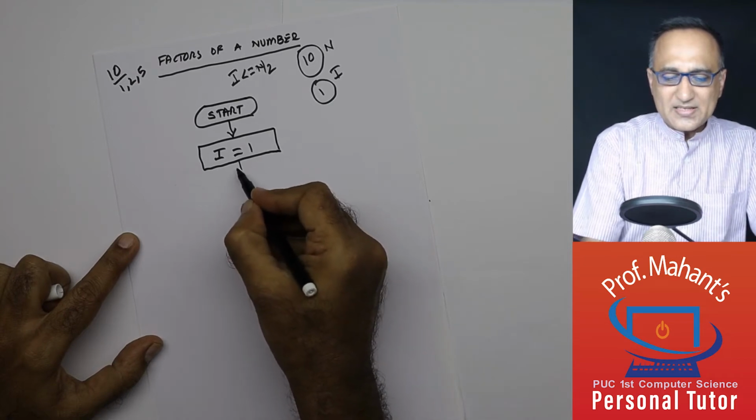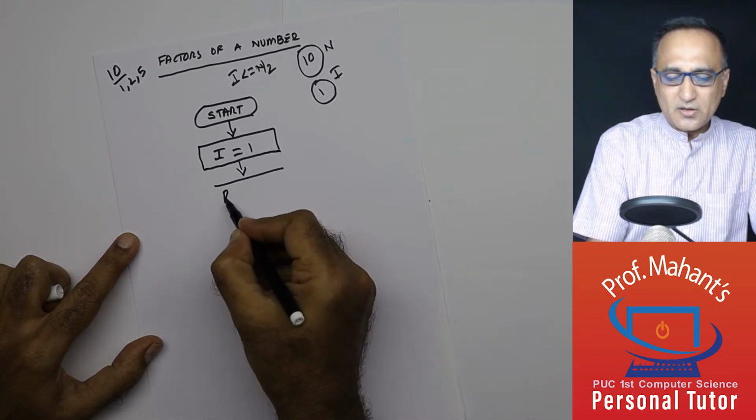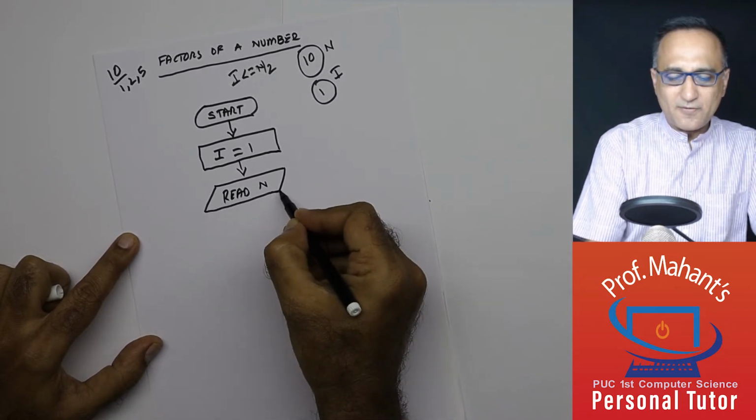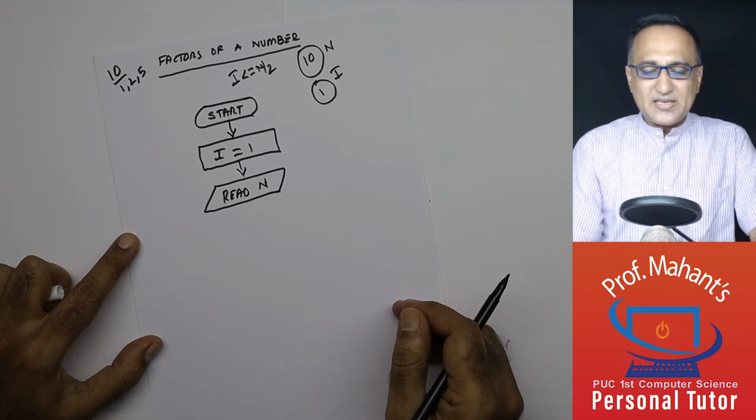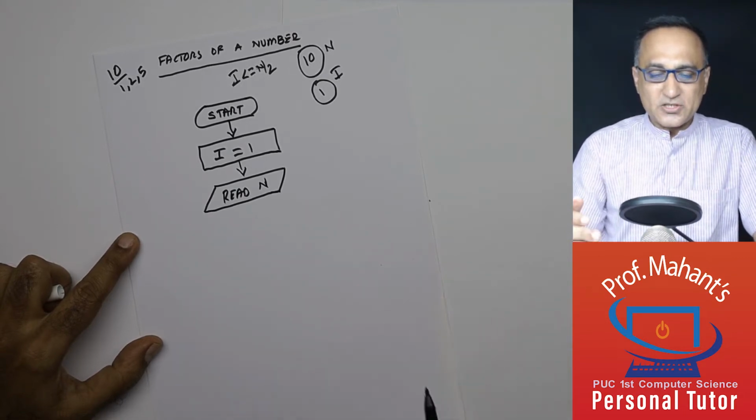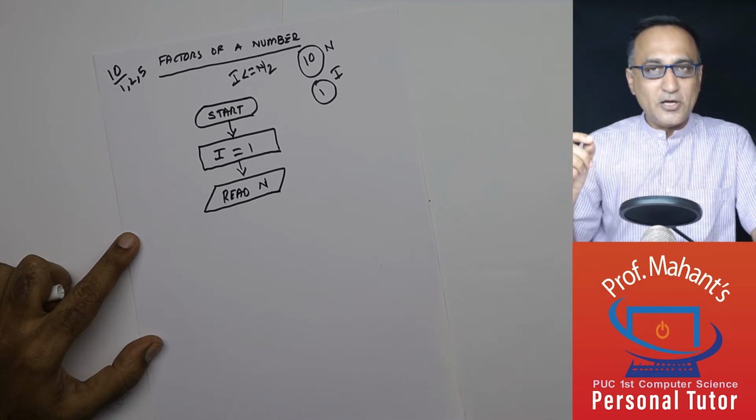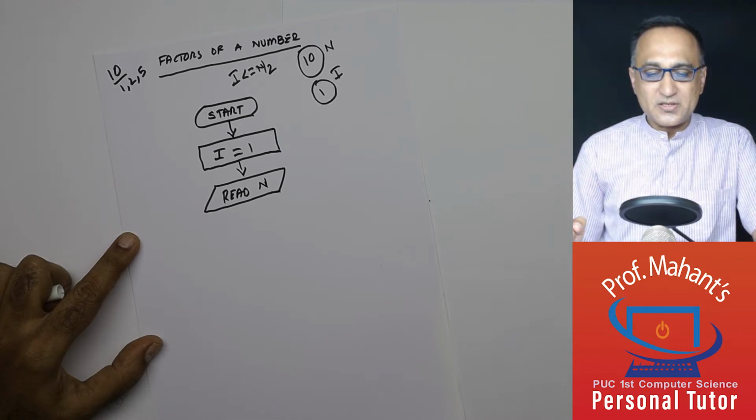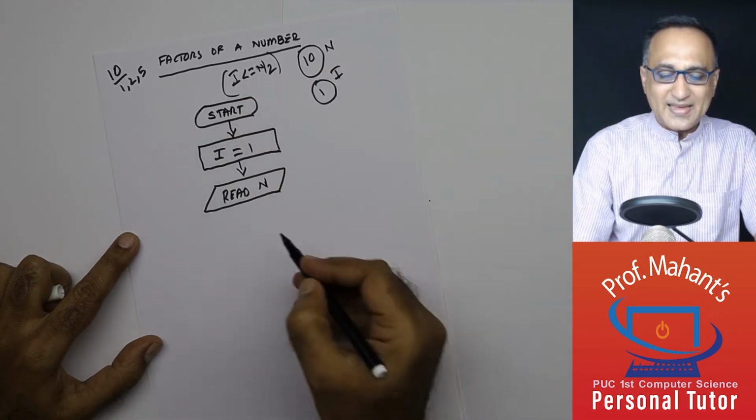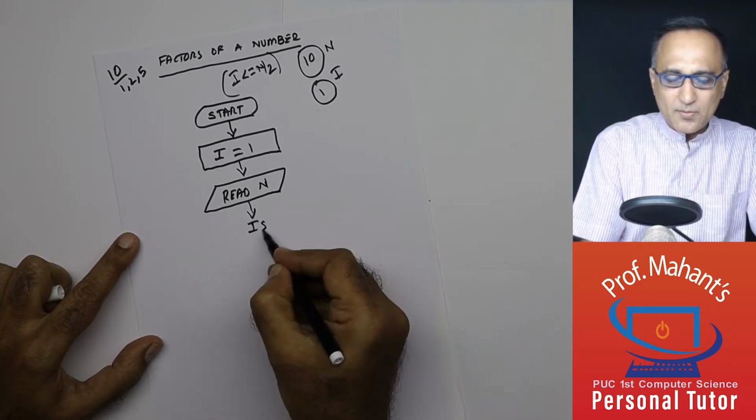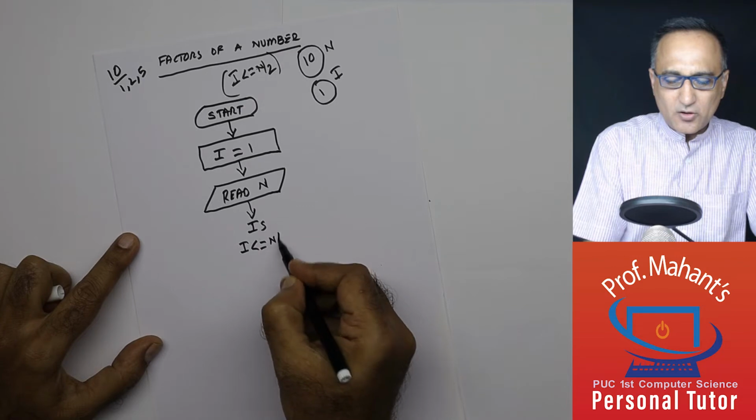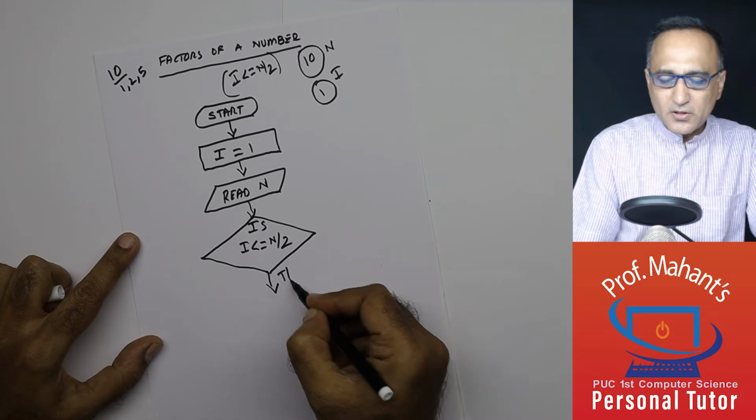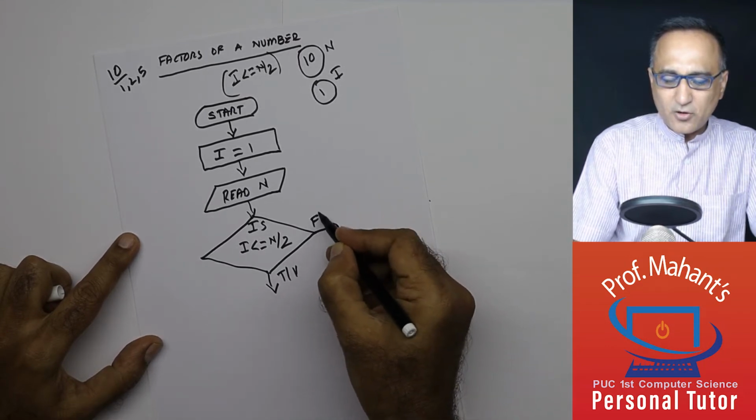Then next, I need a number from the user. So I am going to say read n. So the user is going to enter the value of n. Alright. Now once he or she enters the value of n, I should start dividing. But I told you in a repetition or looping flowchart, the first question you should ask is how long should I continue the process? I should continue as long as i is less than or equal to n by 2. So I am going to ask the question, is i less than or equal to n by 2? This can be true or this can be false. This is true, yes. This is false, or no.